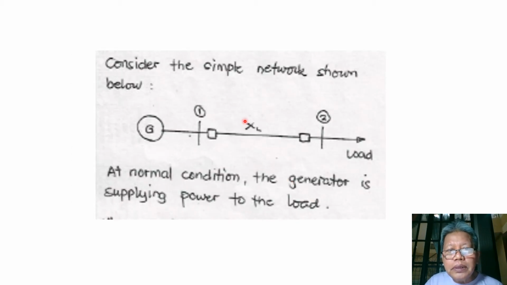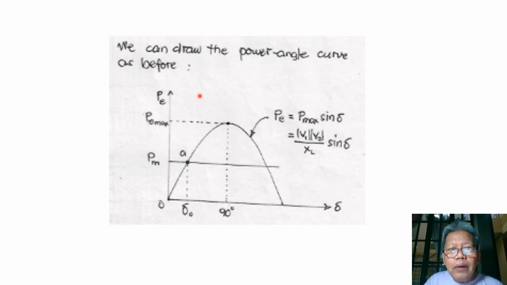Now let us consider the simple network shown below, where we have a generator supplying a load through this transmission line with the reactance XL. We have buses 1 and 2, where bus 1 is for the generator and bus 2 is for the load. Now at normal condition, the generator is supplying power to the load. We can draw the power angle curve then as before.